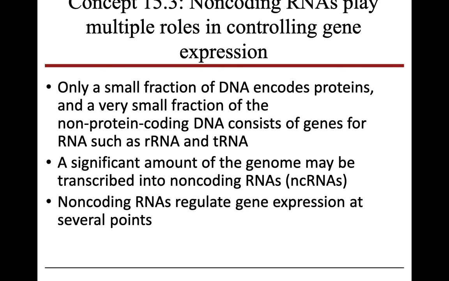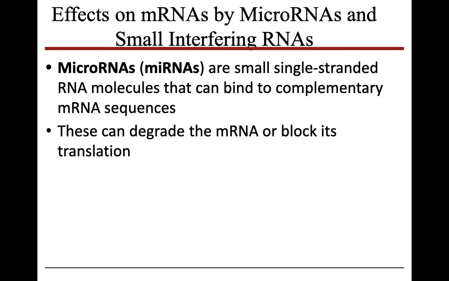The last thing we need to talk about is non-coding RNAs, and non-coding RNAs are important within the human genome. Only a small fraction of DNA in our body encodes for proteins, and only a very small fraction of non-coding DNA consists of genes for making things like rRNA or tRNA. So a significant amount of the genome is transcribed into what we call non-coding RNAs. And non-coding RNAs help regulate gene expression at several points.